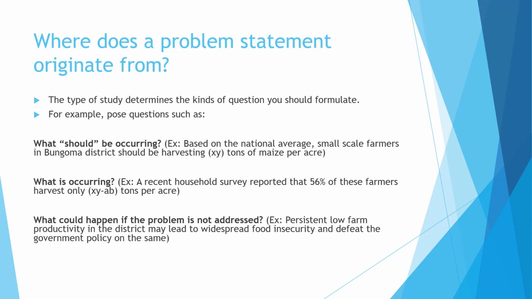The next question: what could happen if the problem is not addressed? Persistent low farm productivity in the district may lead to widespread food insecurity and defeat the government policy on the same. So the problems here are persistent low farm productivity and defeating the government policy. In this example, you have two problems that you want to answer. You can use these three questions to draft your problem statement at the first stage, while reviewing the past literature.